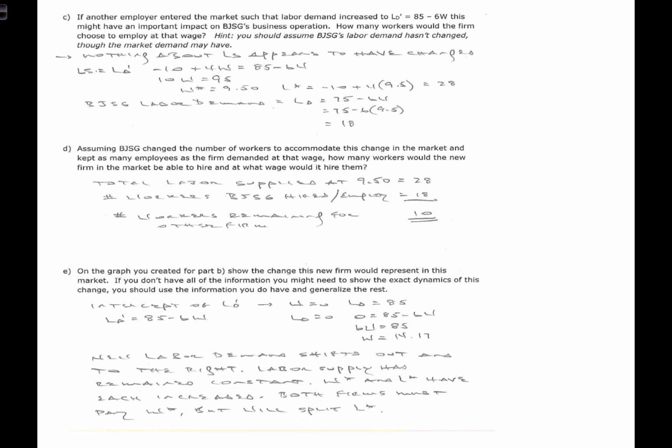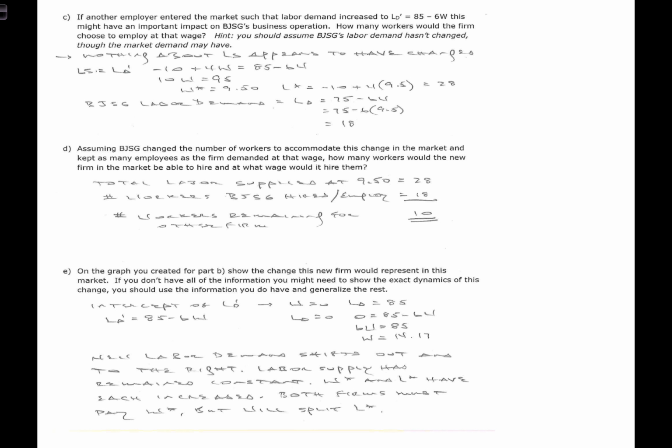And I say this might have an important impact on BJSG's business operation. How many workers would the firm choose to employ at that wage? And I give you a hint in saying that we need to assume that BJSG's labor demand hasn't changed. So it's still 75 minus 6W. Well, in order to solve this now, I need to find the new equilibrium level of wage and the new equilibrium level of labor.